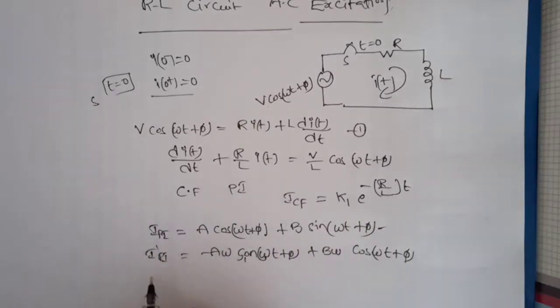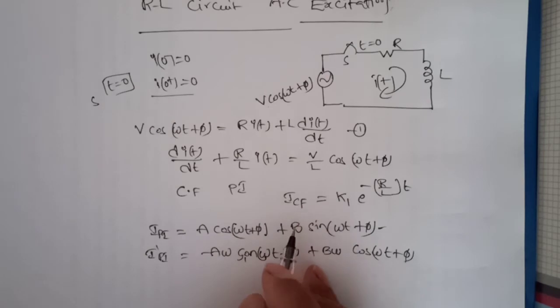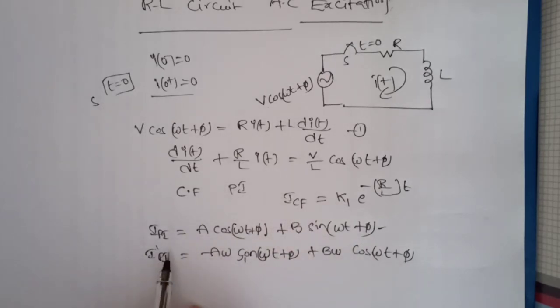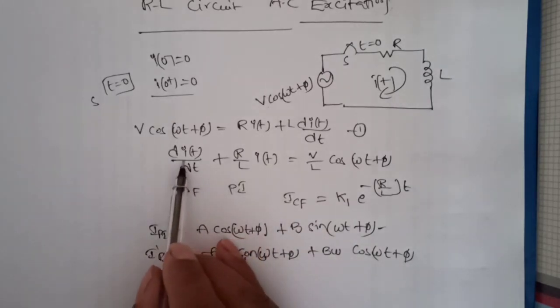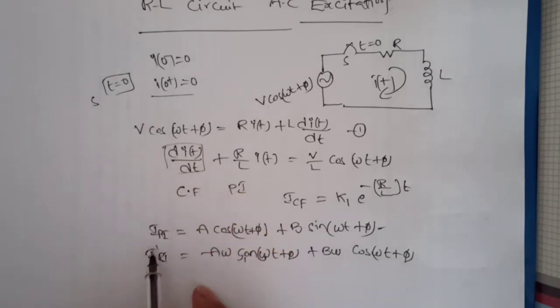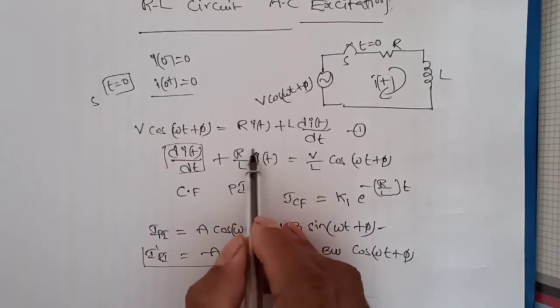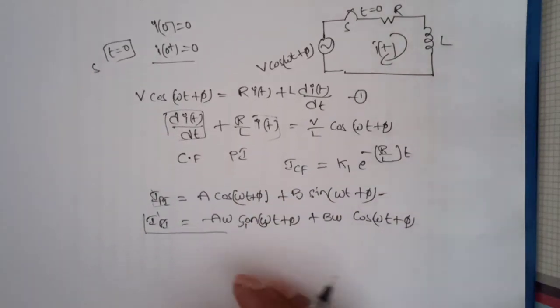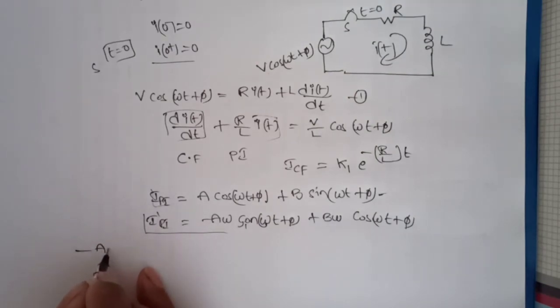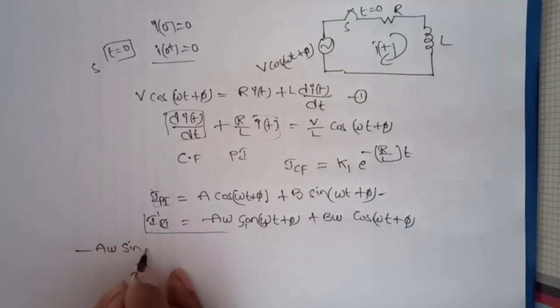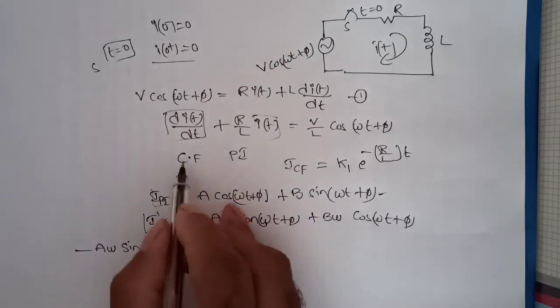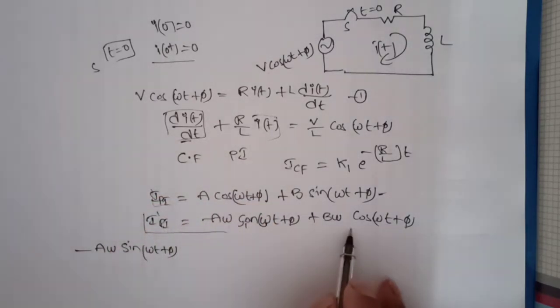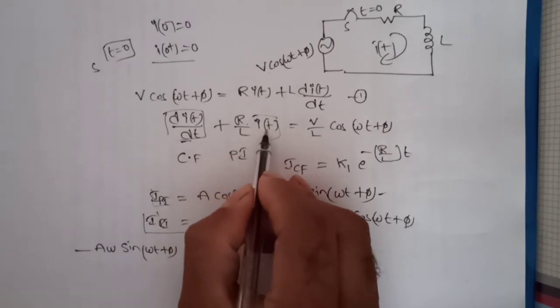So if you substitute i of t in the equation, wherever di of t by dt is given, there we have to substitute this differentiated equation, and in the place of i of t we have to substitute the particular integral. Why? Because here it is having differentiation. So first I am substituting this term, next in the place of i of t I am substituting this term.